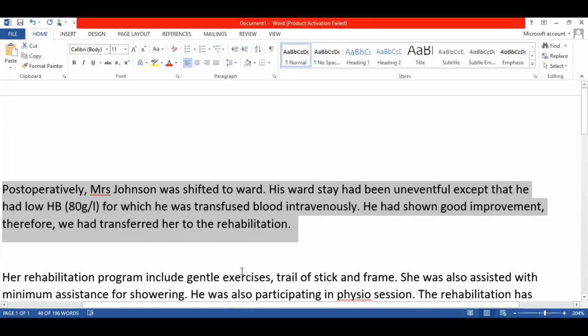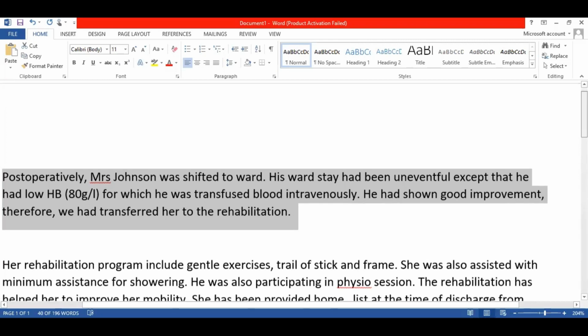It can be more summarized, right? It can be more summarized. We can just write it down post-operatively. Mr. Johnson's stay in the ward remained uneventful apart from an intravenous blood transfusion, right? He has been transferred to rehabilitation after. Yeah, we can just close it over here, and we can write it over this line. After successful completion of the ward stay, he has been scheduled for the rehabilitation transfer. We can write it down like that.